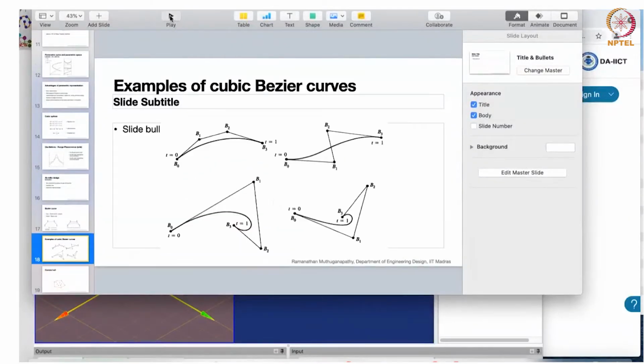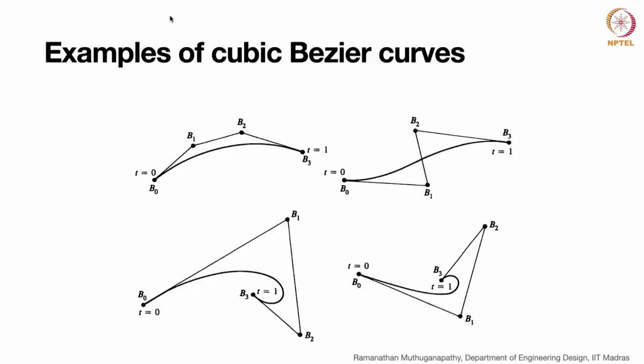Let me go back to this slide. Now you can see that if I give these 4 points, the one on the left, the convex hull is the polygon plus this guy, correct? You can see that the curve lies within the convex polygon. So when I draw something like this, which is outside, that is not a correct curve. So I have to maintain it within.